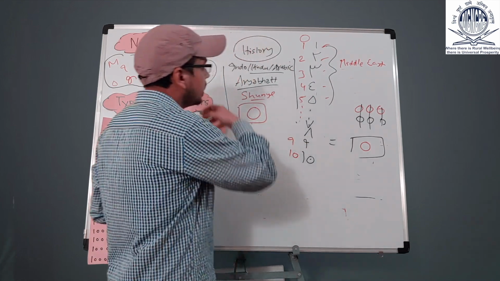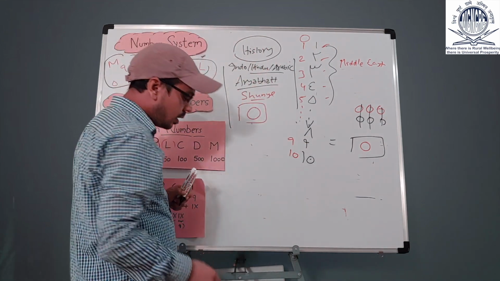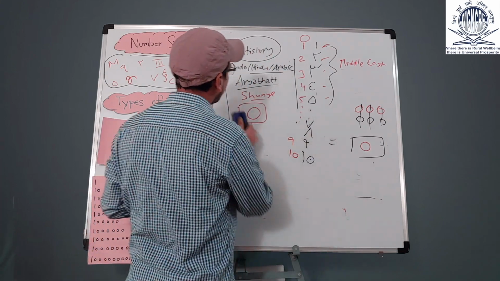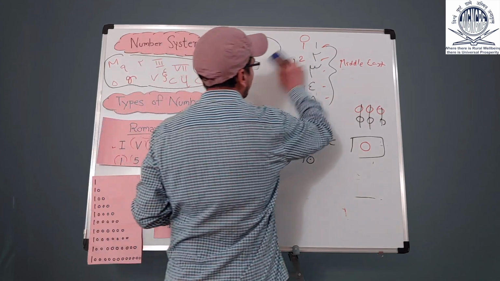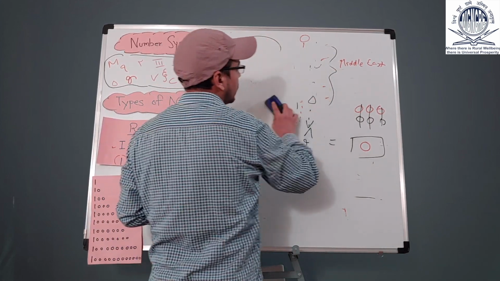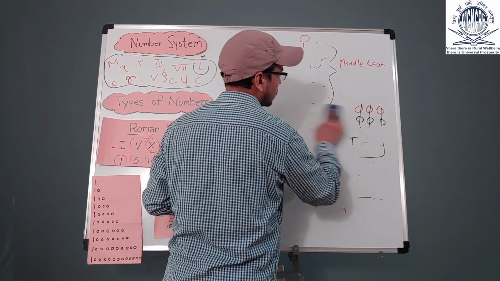Now how this came into existence, how this helped, would be understood in just a minute. So probably I want to rub this part of the history, and we just want to explore how this system actually helped us in exploration of numbers.